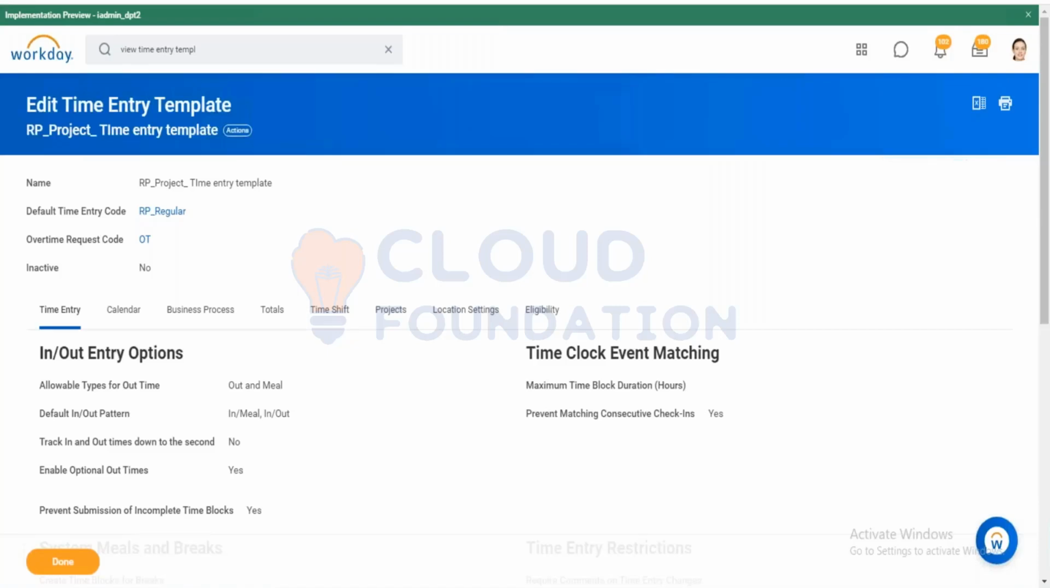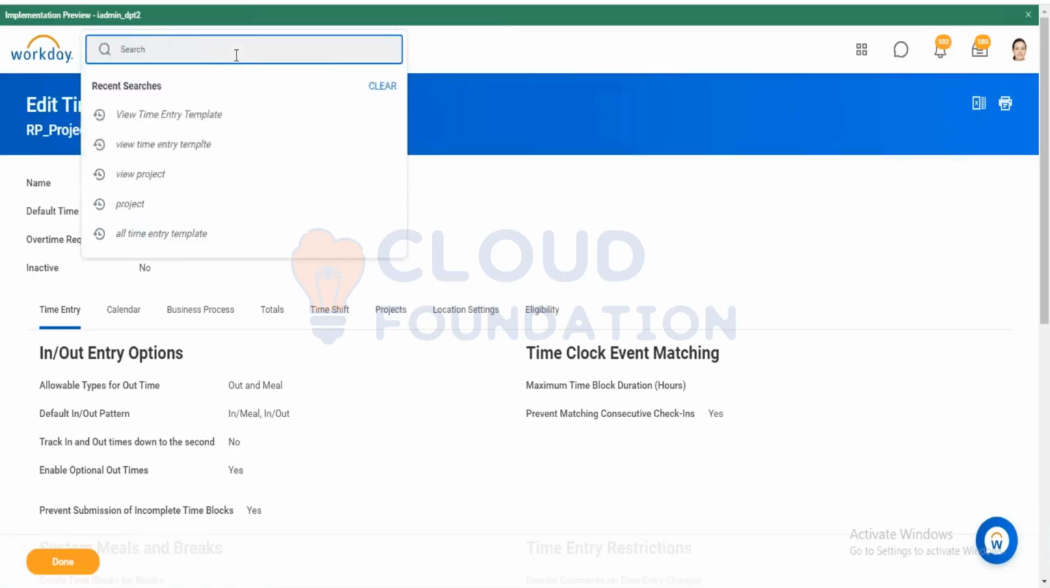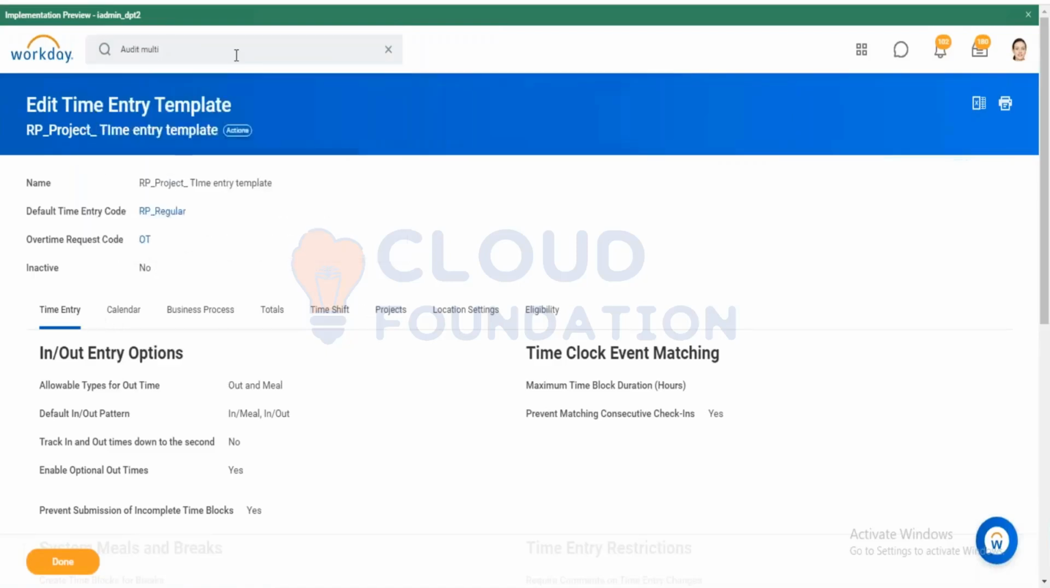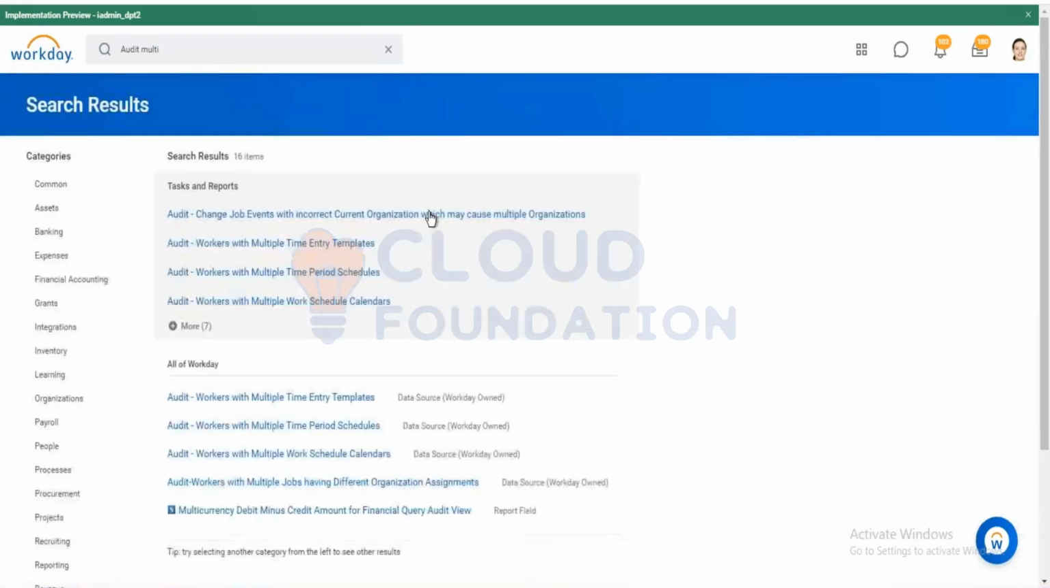Correct. Workday gives you three standard reports to make your life easier. Audit, multi, and entire. Audit multiple time entry templates. Audit multiple period schedule. Audit multiple work schedule.